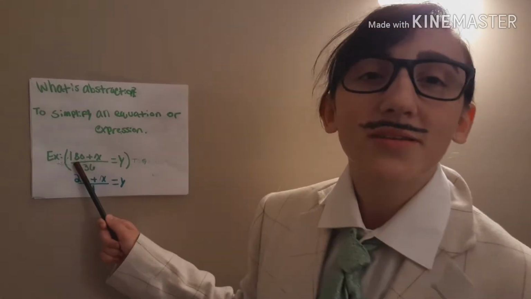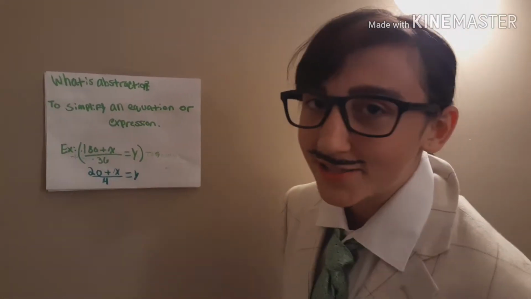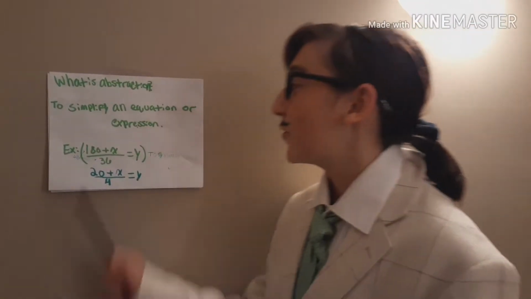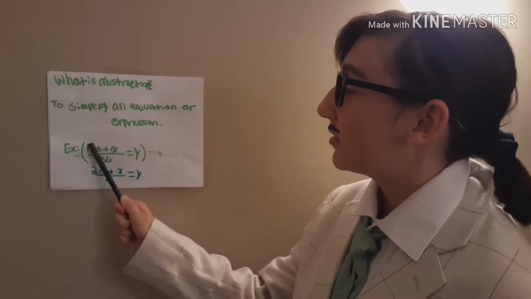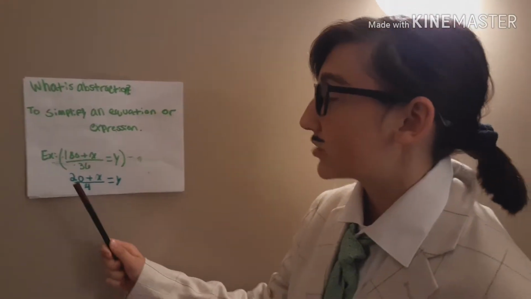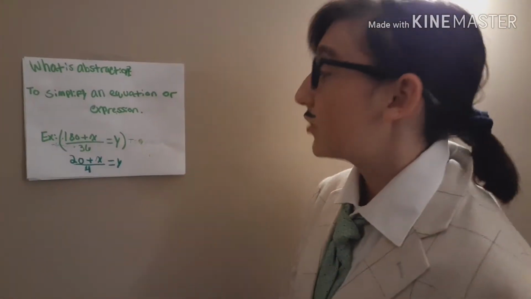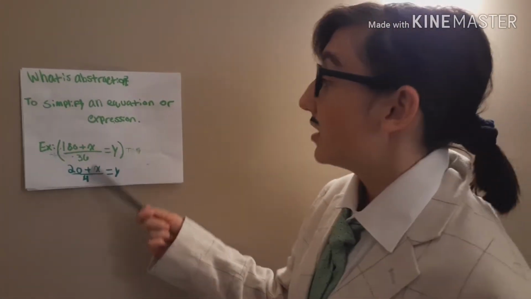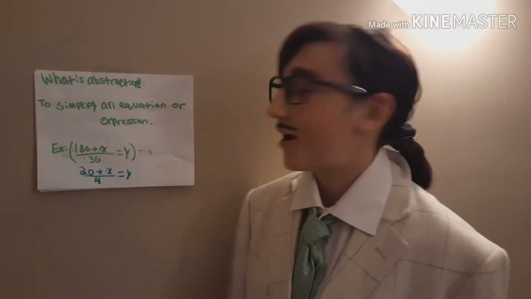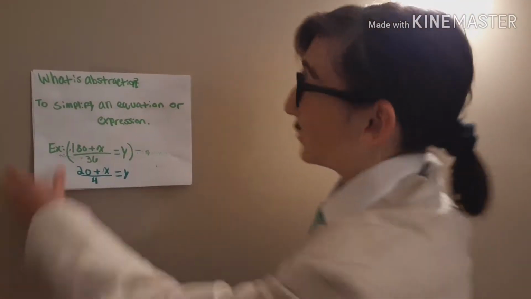Anyway, so what's something that 180 and 36 have in common? You're right, 9. So you will divide both by 9, and after that you'll get 20 over 4, and then you can even go as far as to do that again and divide both by 4, in which case you'd be getting 5 plus x over 1 equals y.